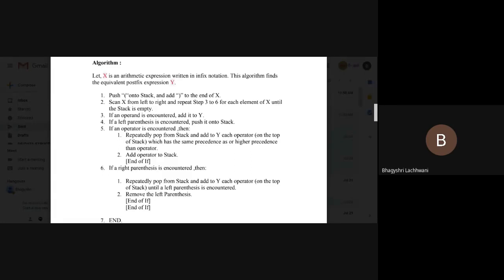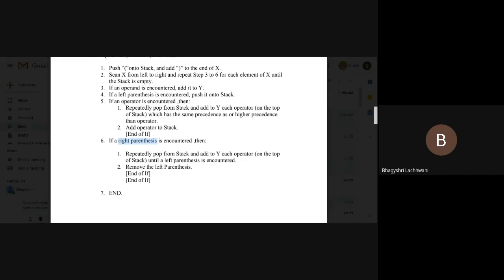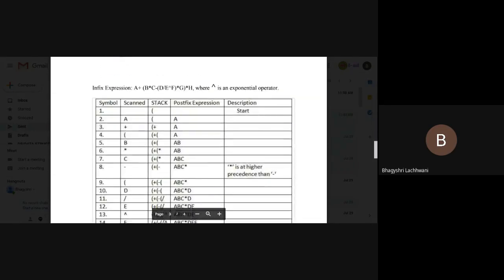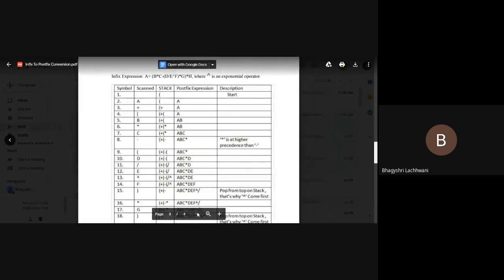Now, once we are done with the operand and the operator, if a right parenthesis, that means the ending of the expression, comes, at that time repeatedly pop from the stack and add to the postfix each operator, and remove the left parenthesis. That is the ending of the algorithm. Now we will see one example, so it will be more clear to you.